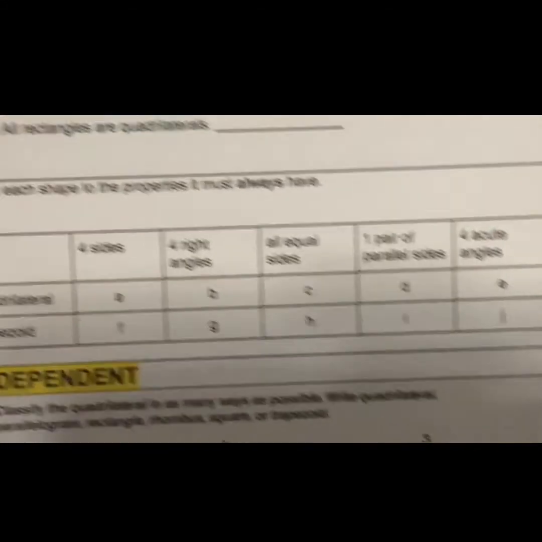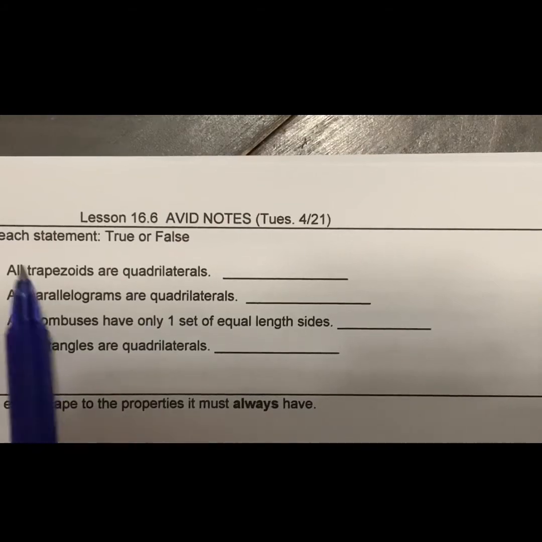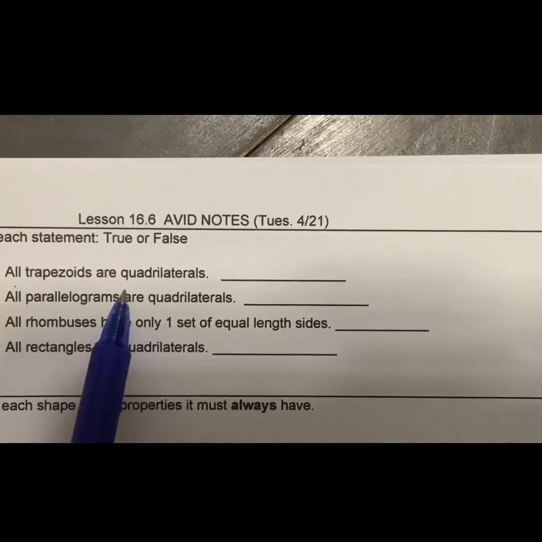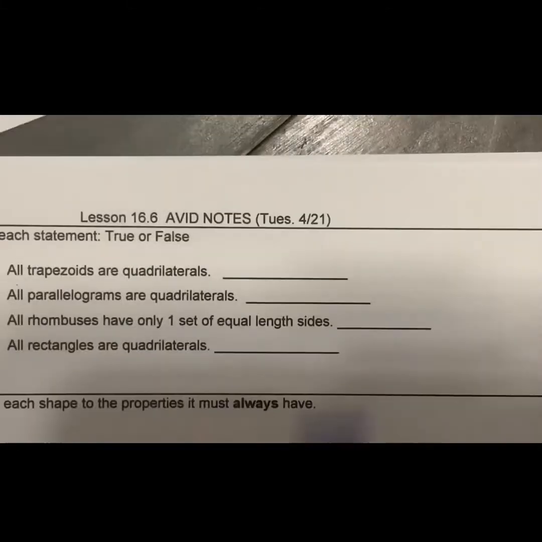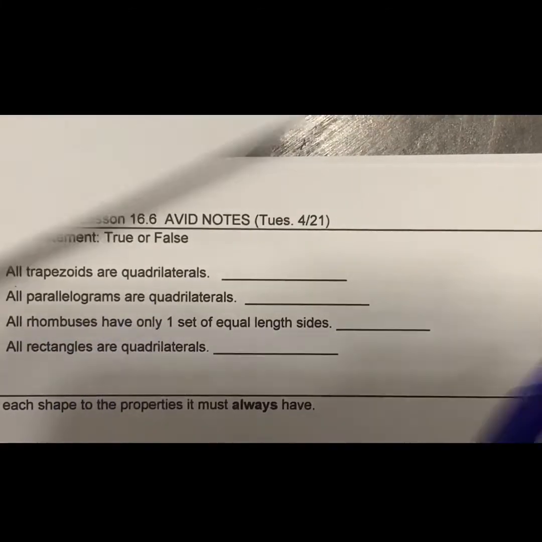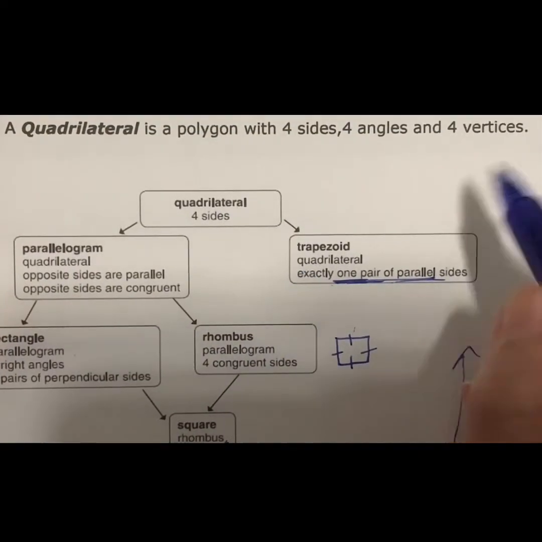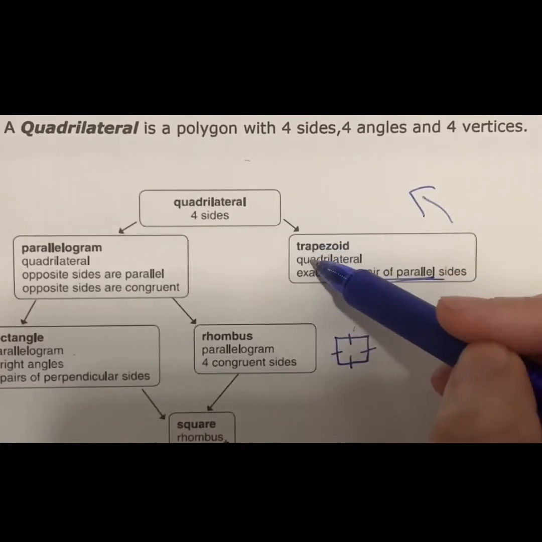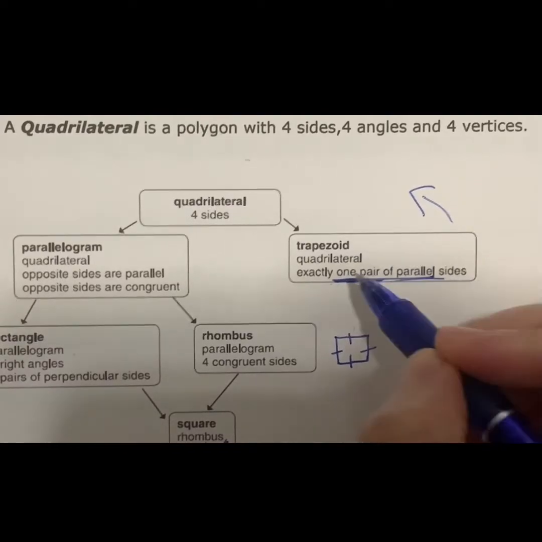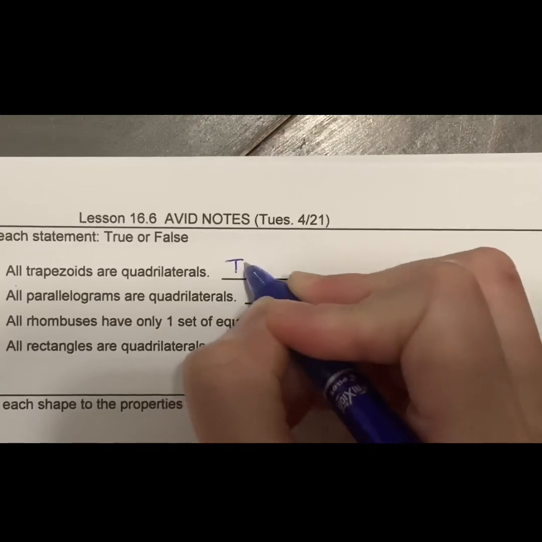All right, this part, let's talk about true and false with these statements. All trapezoids are quadrilaterals. And you're gonna need this paper, this front part, to help you. Are all trapezoids quadrilaterals? So let's see. Here's a trapezoid. Remember I told you about going up? Everything going up is a trapezoid. And yes, in order for it to be a trapezoid, it has to be a quadrilateral. So this statement is true.